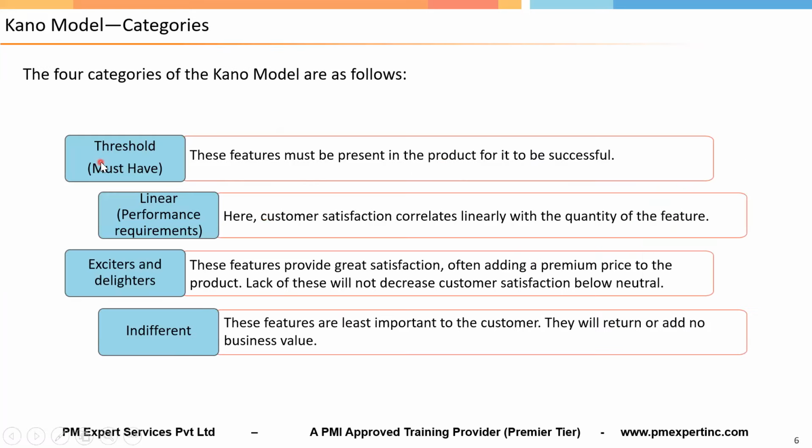Now, basic needs or threshold are similar to must-have requirements, right? They have to be there. Their presence may not satisfy because they are mandatory requirements. However, their absence will dissatisfy the customer, right? So these are threshold requirements. Linear requirements are more like should-have requirements. As you provide them more and more, the satisfaction level will go up, right?